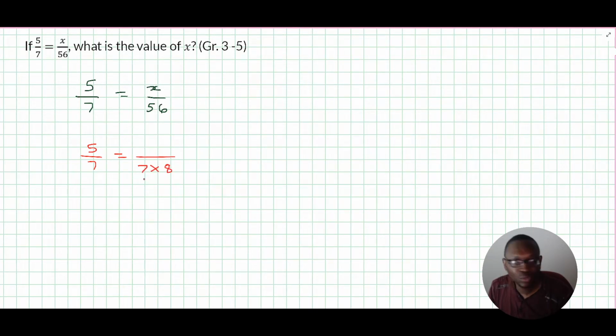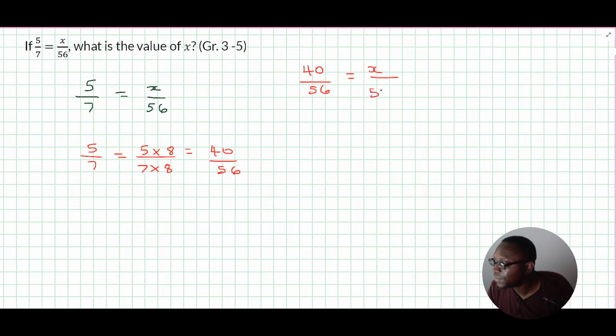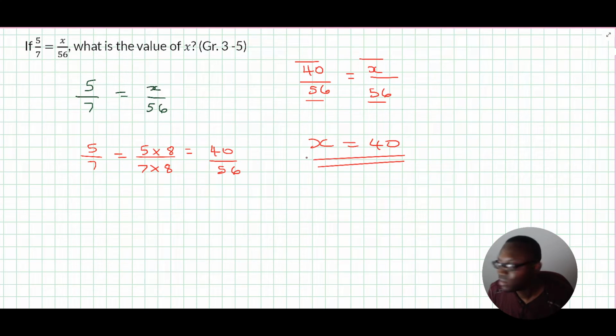And whatever you do in the denominator, you have to do in the numerator as well. So you multiply 5 by 8 as well. This is going to give you 40 over 56. Now let's compare what we have, 40 over 56, to x over 56. We can see the denominators are the same, so that means the numerators are the same. So x is equal to 40. That's how you solve this problem.